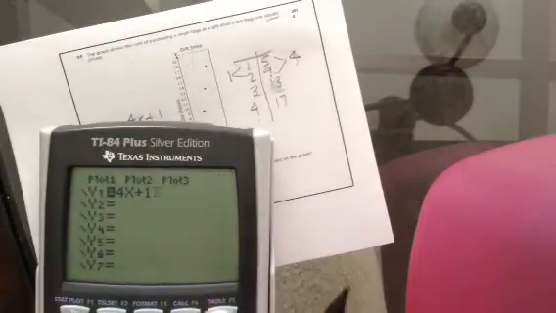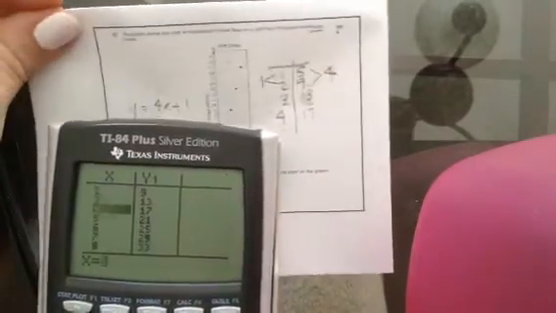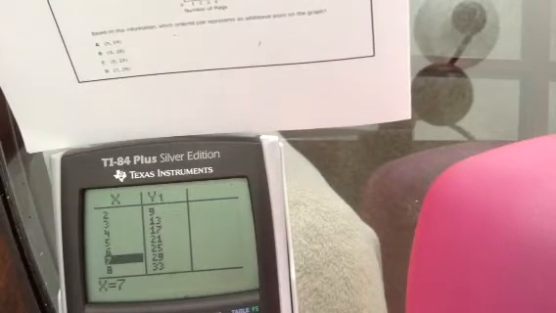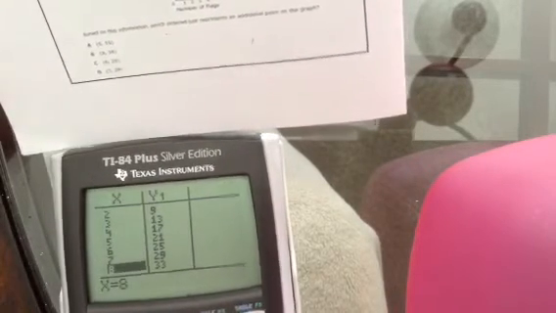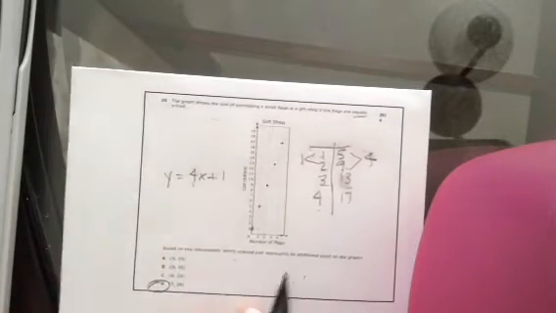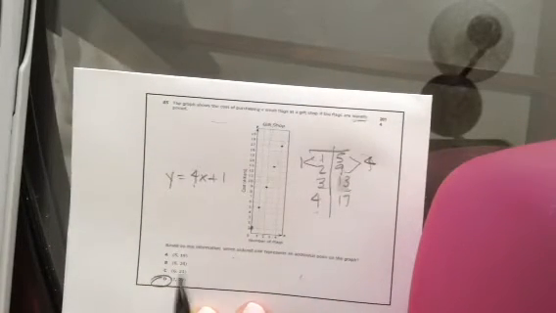So then you can look at the table. 5 is 21, which is not right. 6 is 25, which is not right. 7 is 29, which is right. 8 is 33, which is not right. So 7, 29 would be the correct answer. But again, if you just wanted to create a table and follow the pattern to see when the pattern was right, you could do that.